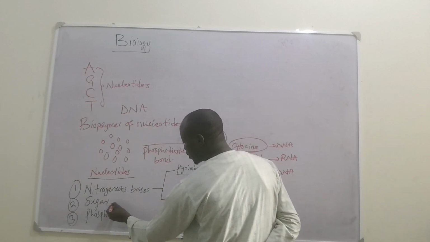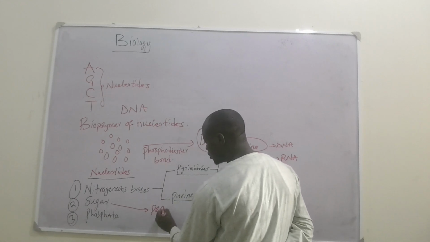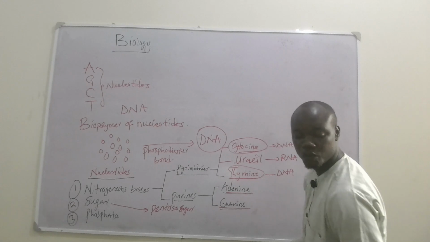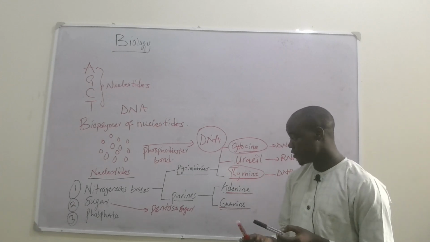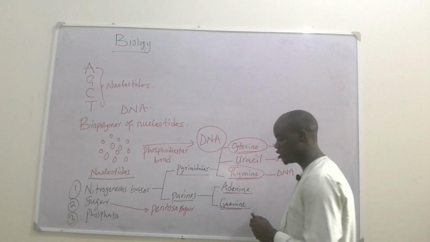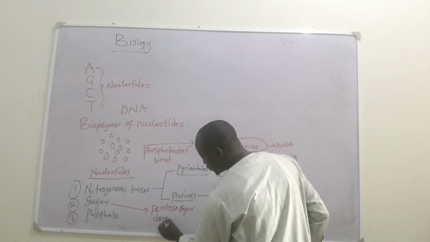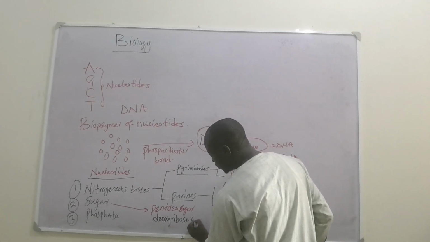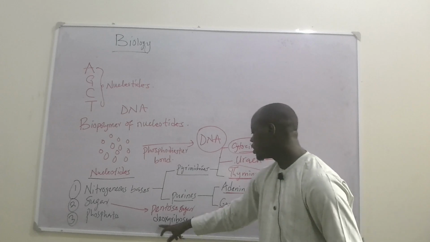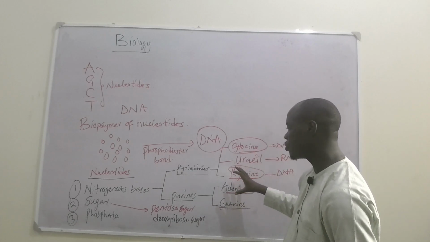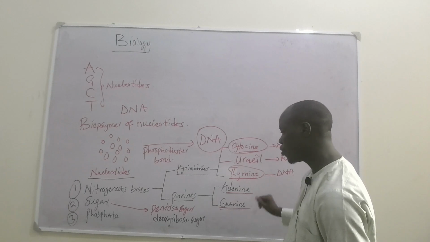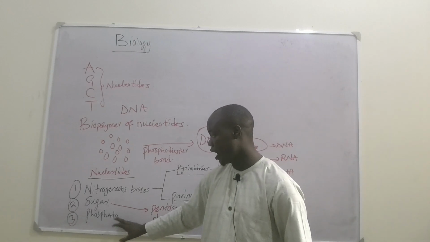And then we have sugar. The sugar that is found in the DNA is pentose sugar. When you say pentose sugar, it means it's a 5-carbon sugar. And the name of the sugar that is found in the DNA is deoxyribose sugar. So the sugar found in the DNA is called deoxyribose sugar, and the nitrogenous bases also found in the DNA are cytosine, thymine, adenine, and guanine. Then finally, we have phosphates.